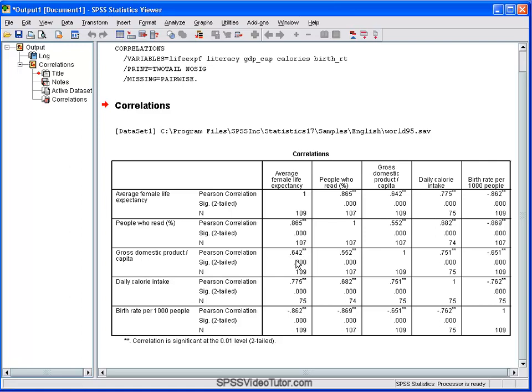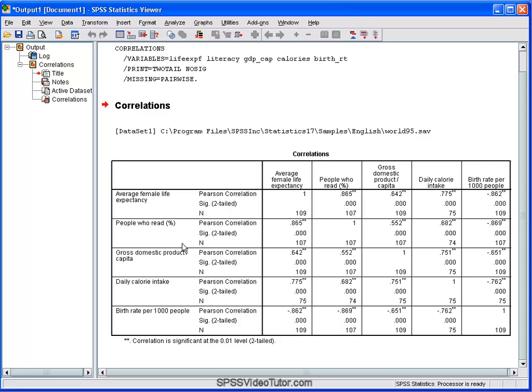So if you look, you notice that all of the R's have stars after them, which means that they are statistically significant. Of course, excluding the perfect correlations going down the diagonal. So for example, birth rate per 1,000: as the birth rate decreases, average female life expectancy increases. This is an inverse relationship. As birth rate decreases, the percentage of people in a country who read increases. As birth rate decreases, the gross domestic product of a country increases. As birth rate decreases, daily caloric intake increases, and so on and so forth.